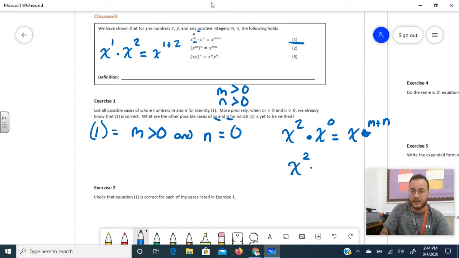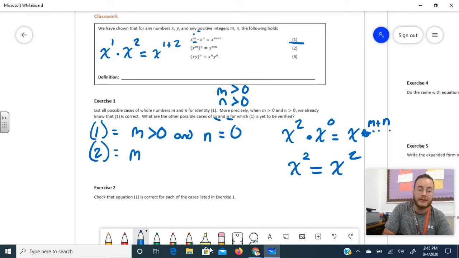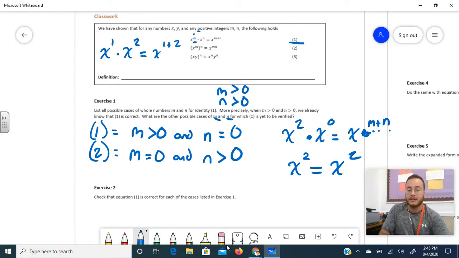What that's saying is if the exponent of m was greater than 0, so 2, and it was being multiplied by x with the n exponent being 0, then it would equal x squared times 1, which is just x squared, equal to x to the m plus n. m was 2, n was 0. This is still true. So this works if m is greater than 0 and n equals 0. Case 2 is if m is equal to 0 and n is greater than 0. And the same thing applies. If this 2 is n and this m is 0, same thing happens. It will equal out to be the same.